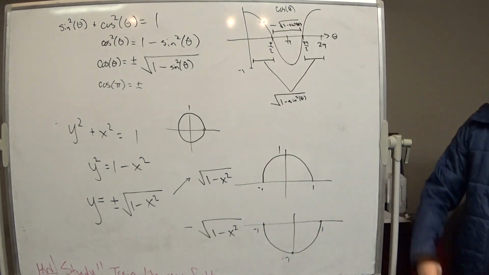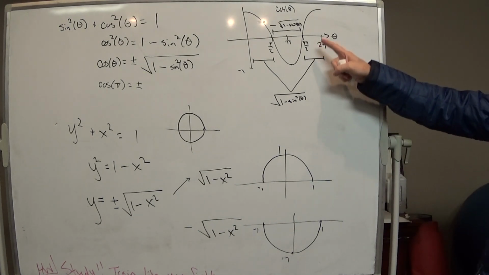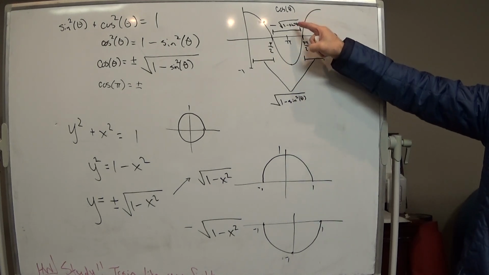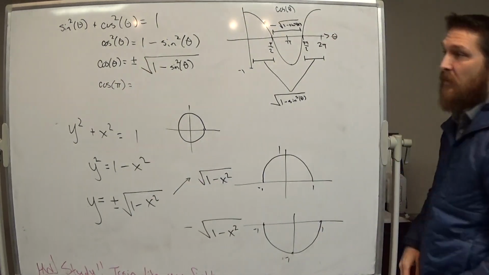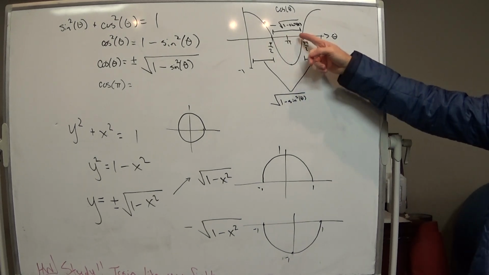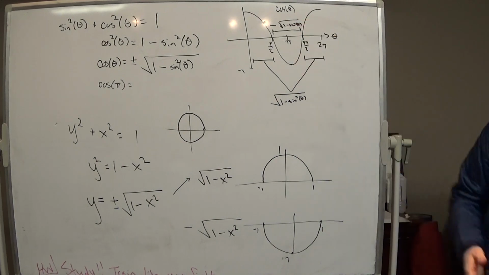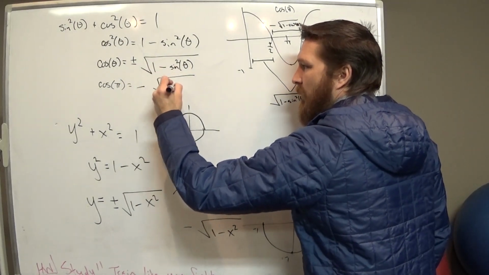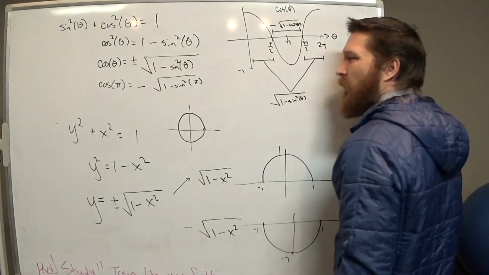And so you said, well, what about pi? Well, I'm going to look here and say, well, I know that at pi, cosine has to have a negative output, so I'm going to use the negative one. So now that I'm plugging in pi, I have to select which one to use, the positive or the negative. Knowing that cosine's negative in this domain, I'm going to use the negative one. So it's going to be negative square root of 1 minus sine squared pi. What's sine of pi?